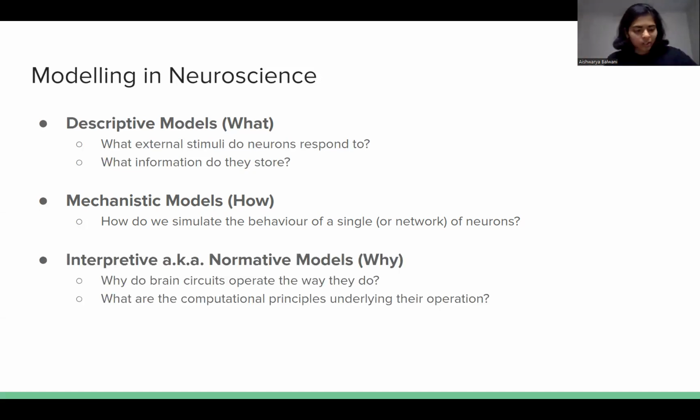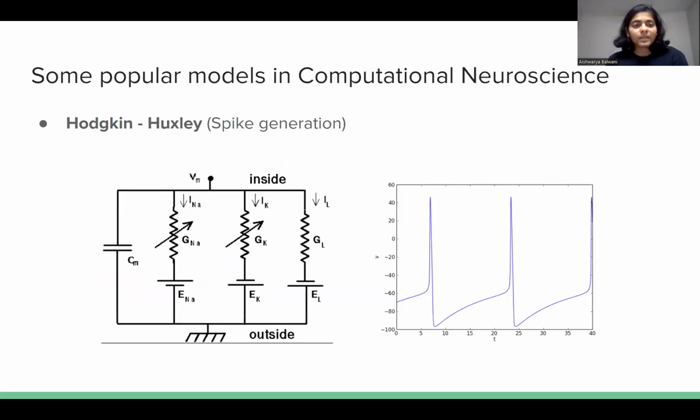And finally, you have what are known as interpretive or normative models, which try answering the question why. So why do different circuits operate the way they do? Is it because of different inputs? Is it because of different types of neurons, and so on and so forth? And what are the computational principles that underlie their operation? So yeah, those broadly are the types of models that you have in computational neuroscience.